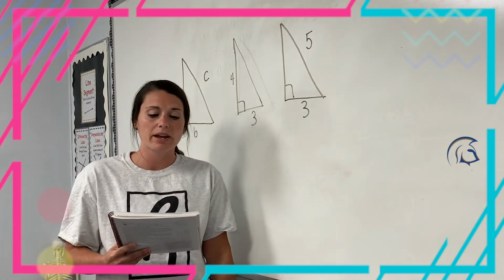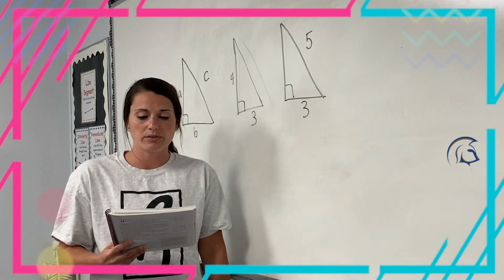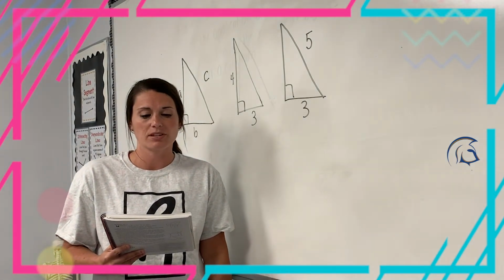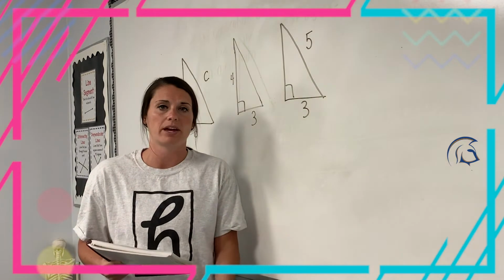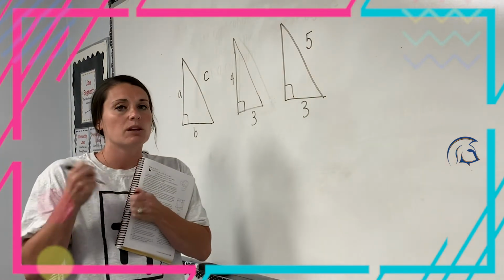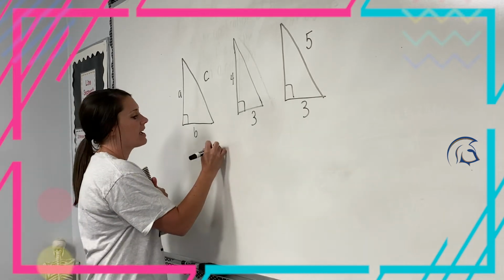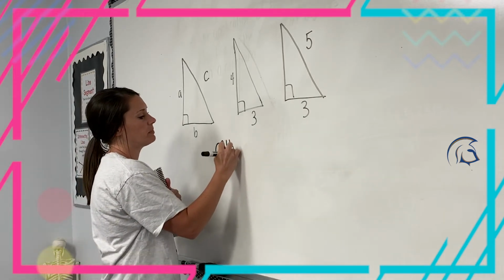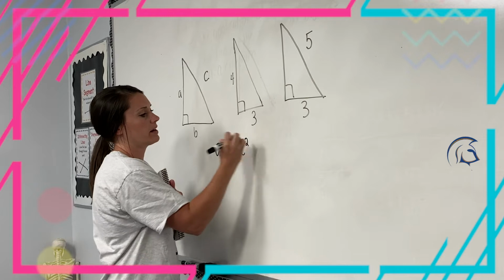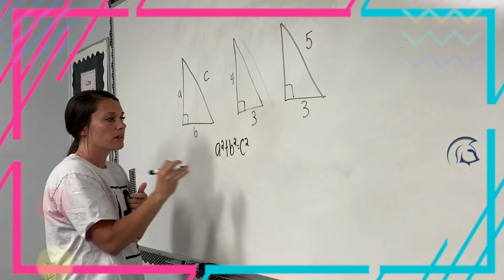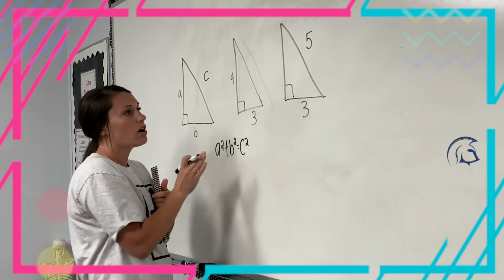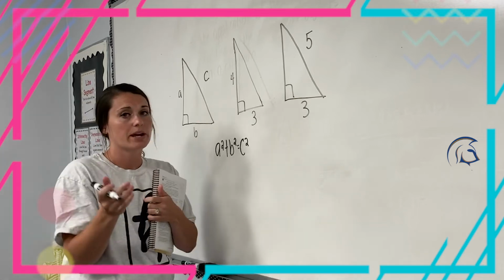It says the square on the hypotenuse of a right triangle is equal to the sum of the squares of the two legs. So that is it in word form, but simply all that means is that a squared plus b squared equals c squared. And you can use this formula, the Pythagorean Theorem, to solve for missing sides of a triangle.